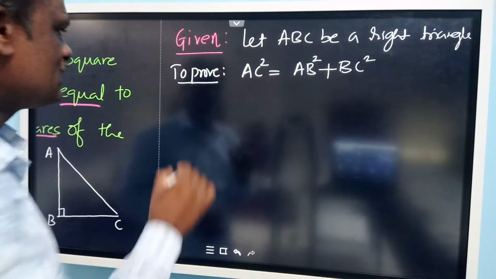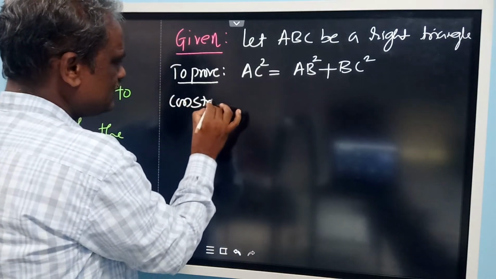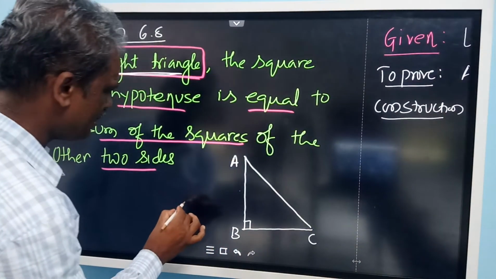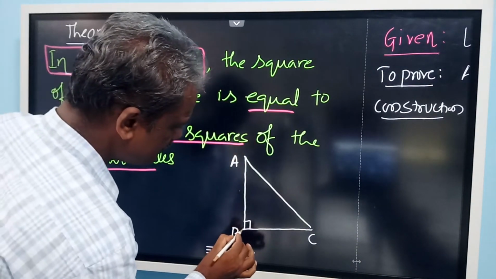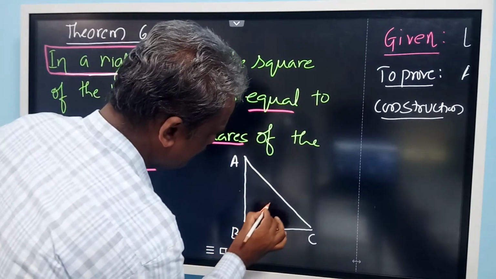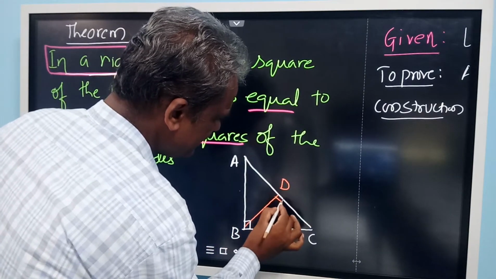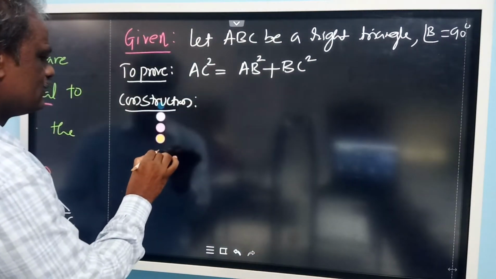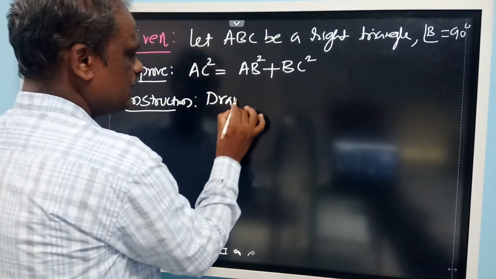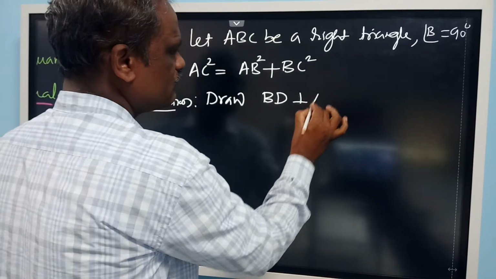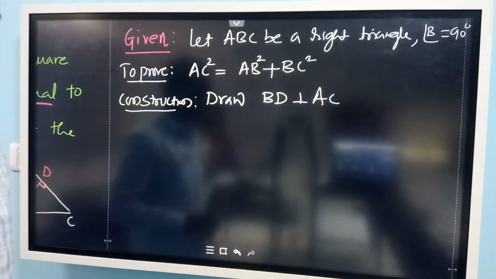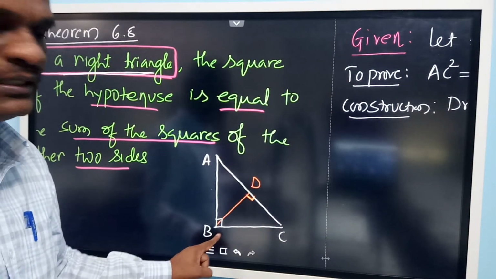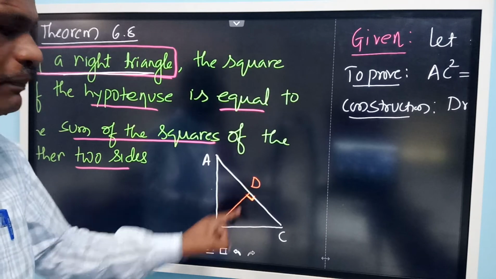For this we need a construction here. So let us construct something to prove this. I am going to draw one perpendicular line here to the hypotenuse. We call this D. So draw BD perpendicular to AC, that means to the hypotenuse, from the right angle vertex to the hypotenuse. We have drawn a perpendicular line.